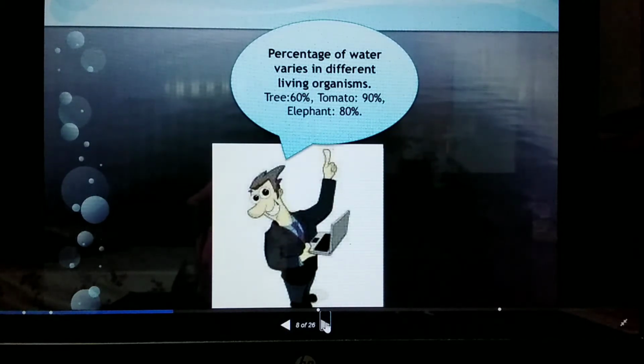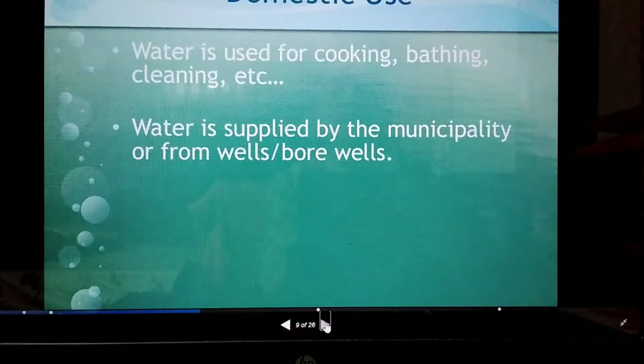Now, what is the percentage of water present in different living organisms? In trees, 60%, tomato 90%, elephant 80%. They need the water which is present in these organisms. Now, domestic use: water is used for cooking, bathing, cleaning, etc.